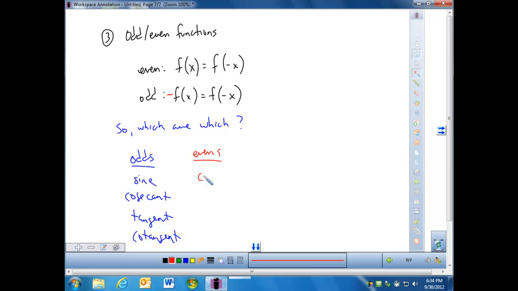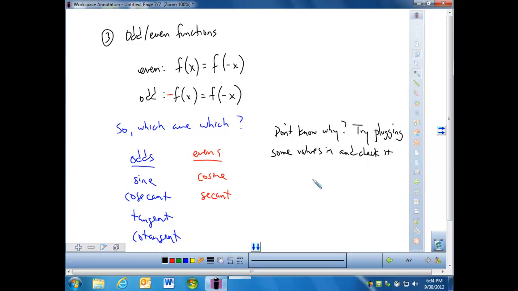Again, how can you figure that out? You can do it algebraically. You could plug in theta equals pi over 4, and you could plug in theta equals negative pi over 4. Now if it's an even function, what should happen? Well, the cosine of those two angles will be exactly the same. The sine of those two angles should be opposites of each other.